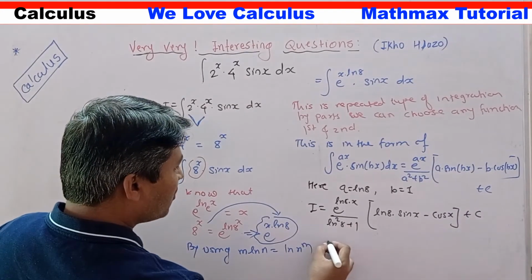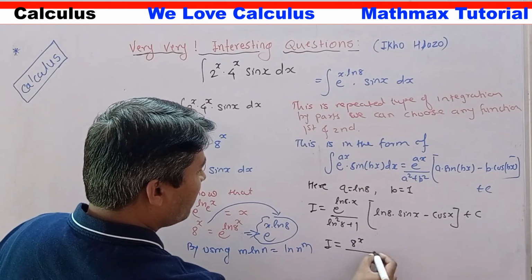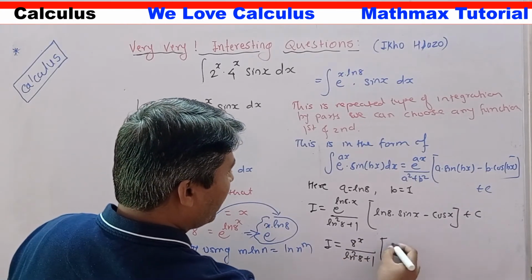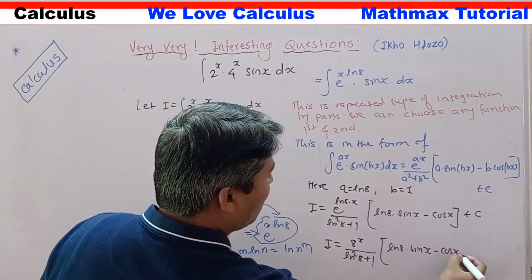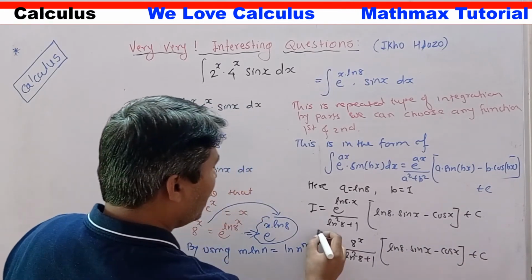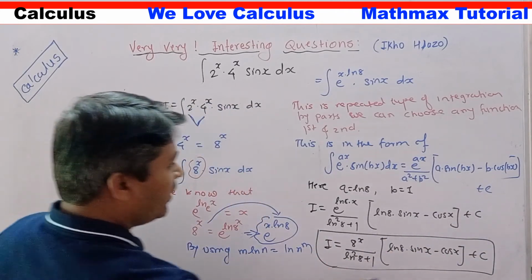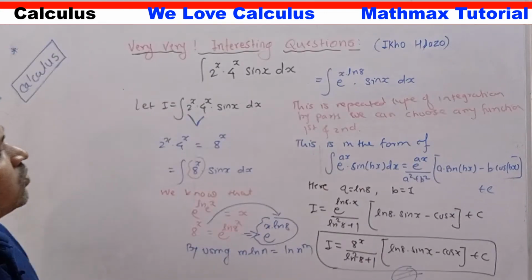And also in the simplified form of this equation, I is equal to 8 raised to x divided by ln square 8 plus 1, in bracket ln 8 into sin x minus cos x, bracket complete, plus c, and this is my final solution. And this solution is very interesting. Yes, we can understand this example so easily.